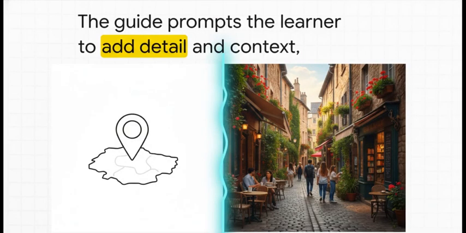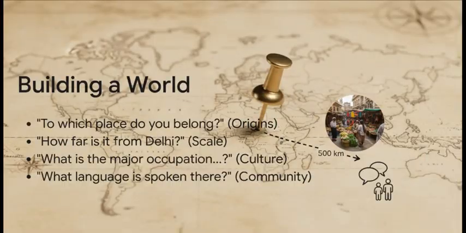But here's the thing. The guide doesn't just stop there. It gets that a place is way more than just a name. So it pushes the learner to flesh things out with more details, to turn a simple one-word answer into a much richer picture. And this is how it builds a whole world around that one location.